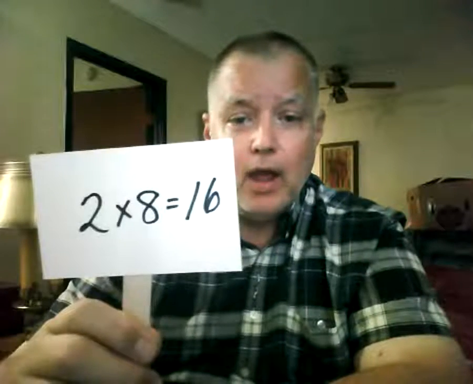Isn't it great to be a Trump supporter looking through these multiplication tables? 2 times 8 is 16.